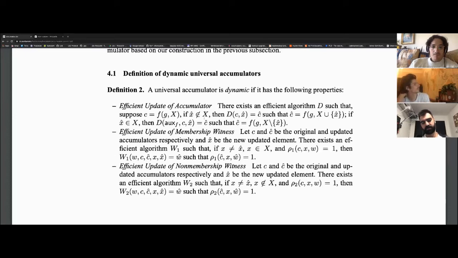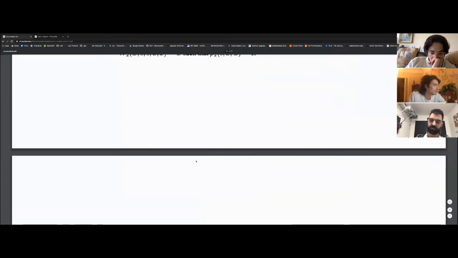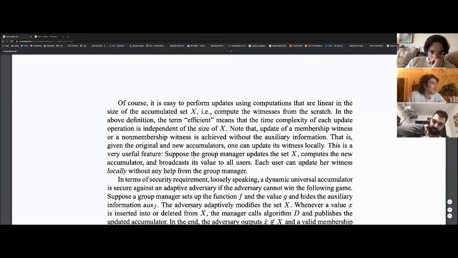Okay, I'll think about it. Anyway, then you also have efficient updates of witnesses. So you have efficient update of membership witness and efficient update of non-membership witness, which again means the same thing. If I add or delete an element, then I can calculate the new witnesses efficiently. There exists an efficient algorithm. It's the same thing. Basically, that's what I said in words. And now we can go to the construction.